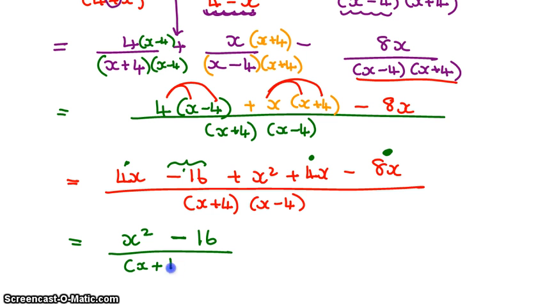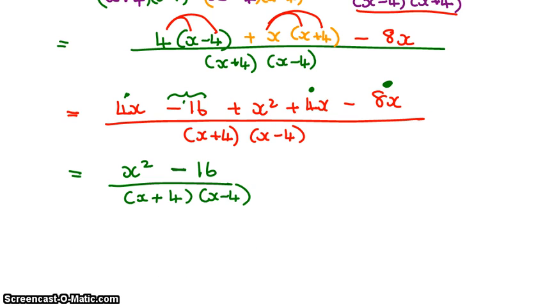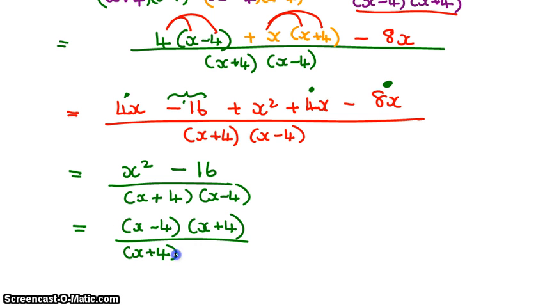And I immediately know that this is going to factorize. So I immediately can tell that this will be x minus 4, x plus 4 over x plus 4, x minus 4. And this, in actual fact, x plus 4 goes into itself once, x minus 4 goes into itself once, and it simplifies to 1.